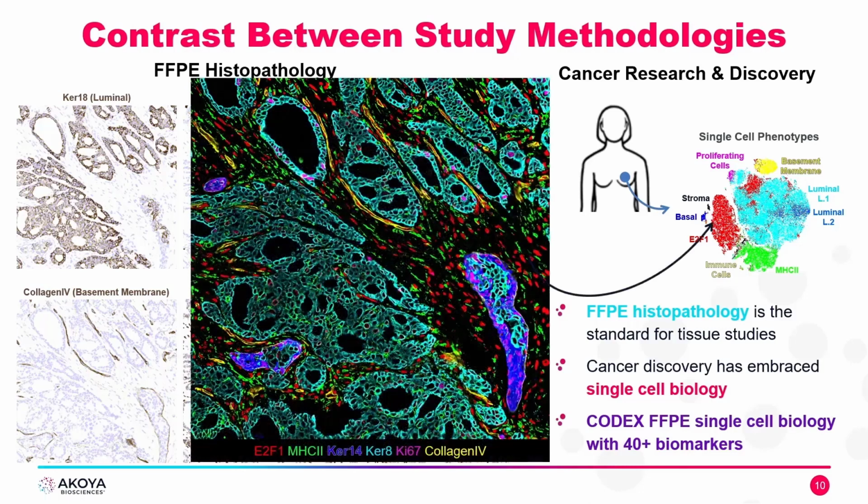With the Codex system, however, you retain the spatial context along with the capability to generate single-cell information with a high number of markers, 40 markers or more. Although this image only features 6 markers, it and the t-SNE plot featured here are from a 36-plex breast cancer Codex experiment done by our research and development team at Akoya, and I'll be using these data as an example throughout my talk.